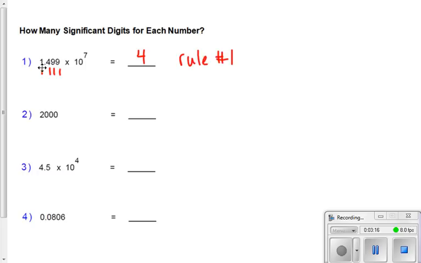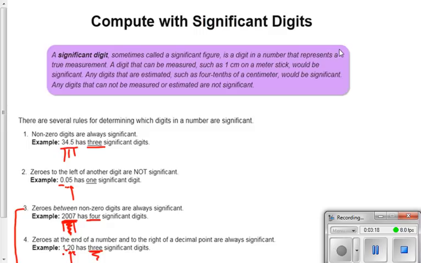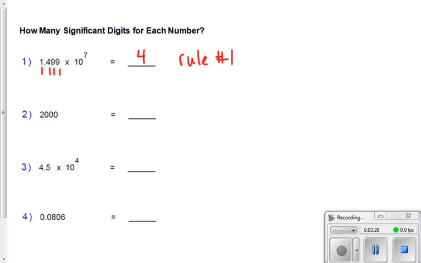If you look back at Rule 1, it is talking about how all these non-zero digits are significant. In that first example, all of them are non-zero numbers, the 1, 4, 9, and 9, giving us 4 significant digits. So Rule 1. Example 2 talks about rule number 5. This is the decimal point. This is a significant digit. These zeros to the left of the decimal point are not significant, and they're not between 2 non-zero numbers. So this has 1 significant digit, according to rule number 5.